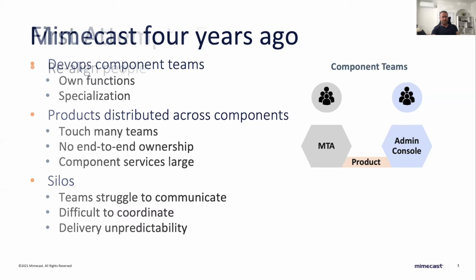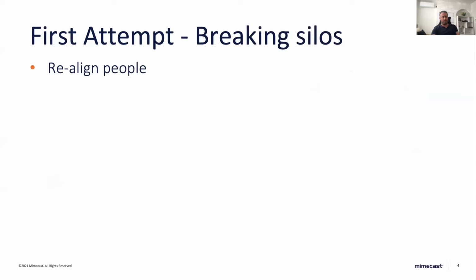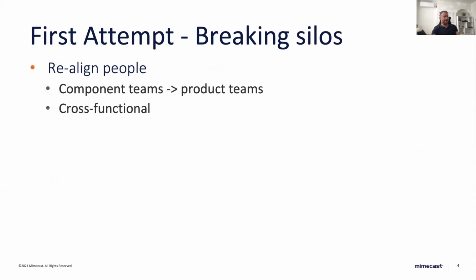So the first thing we tried to do is realign people from component teams into product teams. These teams were designed just to be given a product and then work on that product end to end. They were cross-functional. They contained a mix of the people from the component teams as best we could get them. And they were given delivery managers to help with that. And they operated using some Scrum techniques.